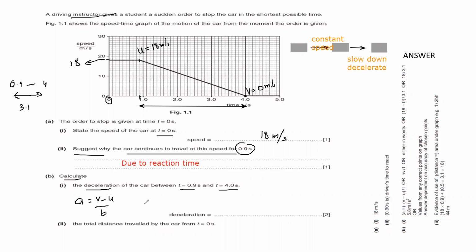So when we substitute, the final is 0, the starting speed is equal to 18, and the time interval is 3.1. So minus 18 divided by 3.1 will give us minus 5.8 meter per second square. It is 18 divided by 3.1, so it is 5.8 meter per second square.